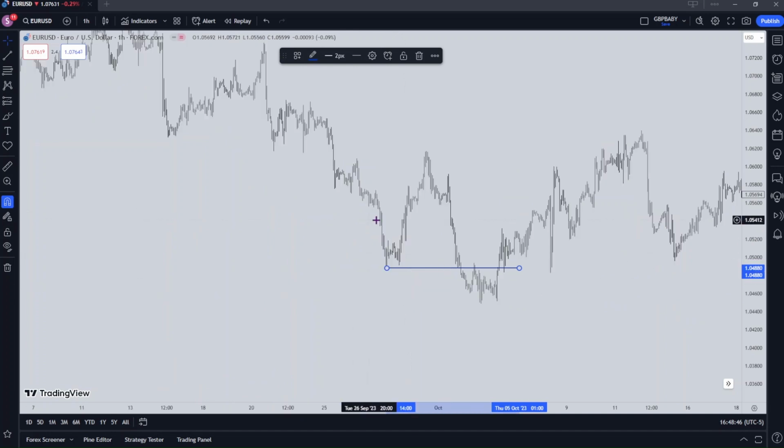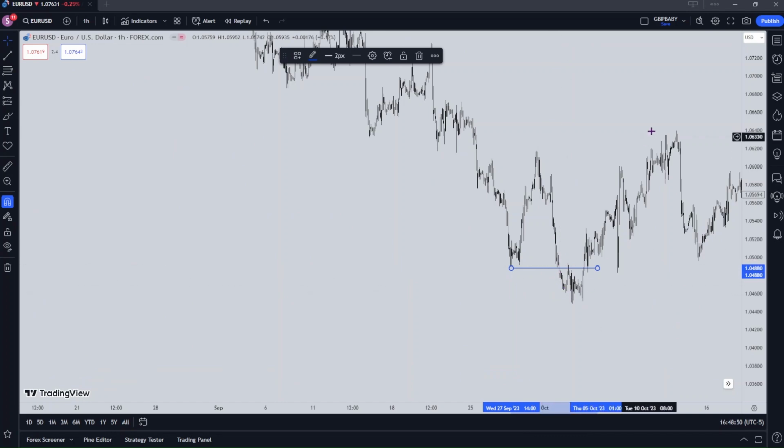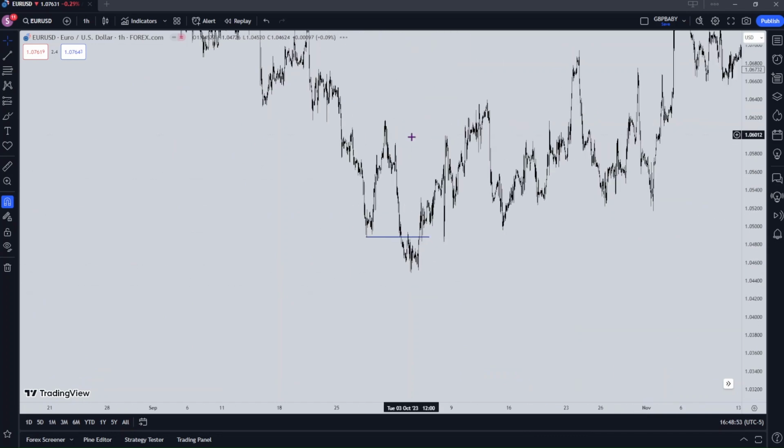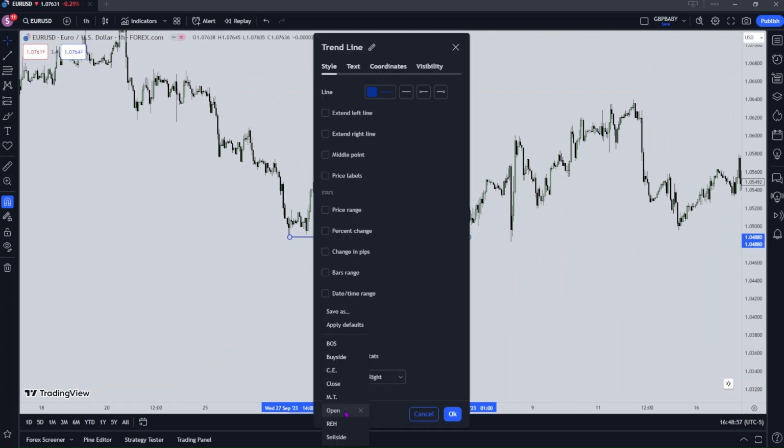And well, depending on the time of day and things, we would be anticipating some kind of run or correction on stops. So you can see that price comes down, sweeps out the sell side liquidity. Let me just mark that out as sell side liquidity.